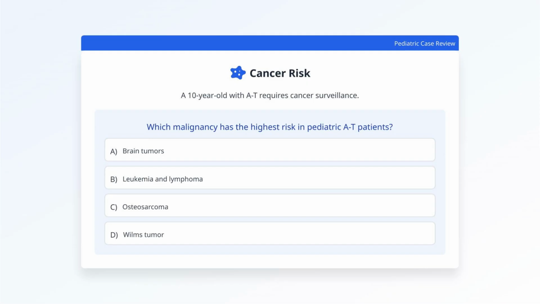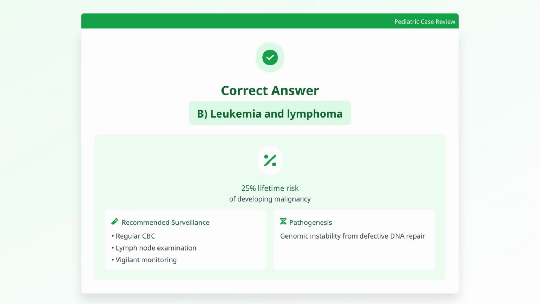A 10-year-old with ataxia telangiectasia requires cancer surveillance. Which malignancy has the highest risk in pediatric ataxia telangiectasia patients? A. Brain tumors. B. Leukemia and lymphoma. C. Osteosarcoma. D. Wilms tumor. The correct answer is B.